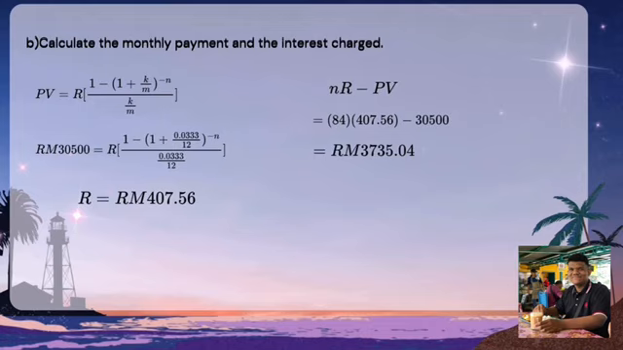Next, I calculate the total interest charge. Total paid minus principal is 84 times 407 ringgit and 56 cents minus 30,500 ringgit, which equals 3,735 ringgit and 4 cents. So the interest charge is 3,735 ringgit and 4 cents. Thank you.